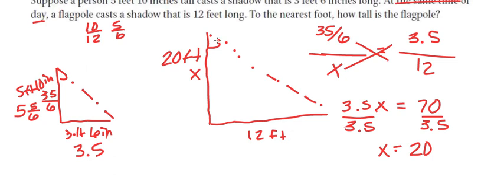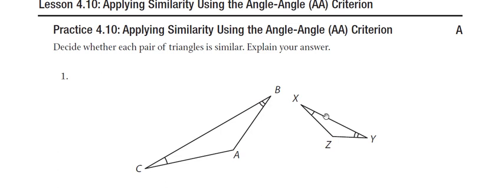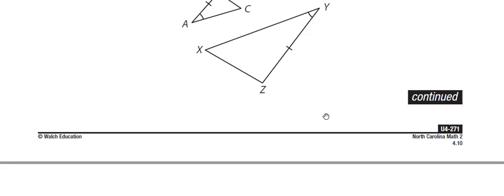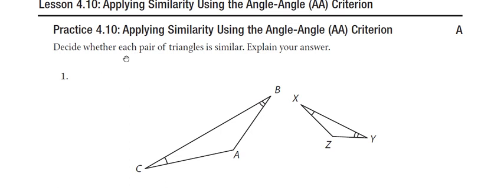Your homework for tonight or through the weekend is going to be to go to page 122. On page 122, you'll see these questions here. I want you to do 1, 2, 3, 4, and 5. They are just asking you to determine whether each pair of triangles is similar. So what you need to do is think about angle criteria.